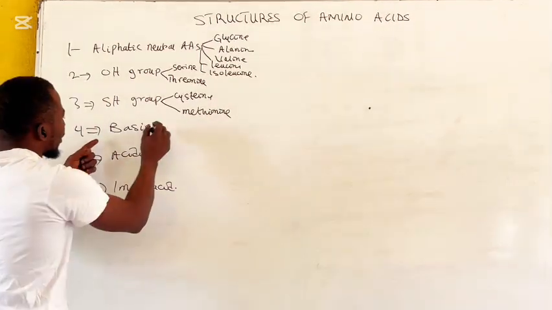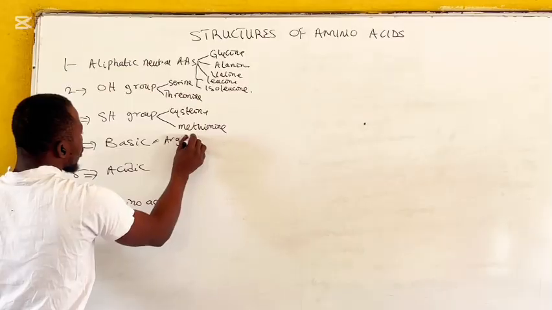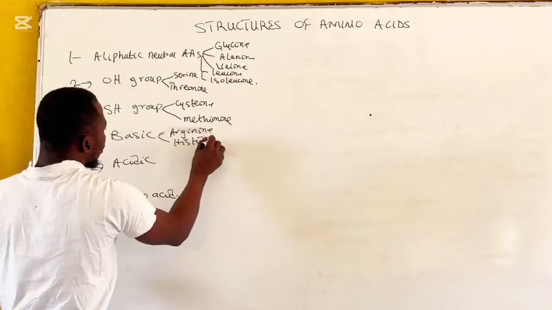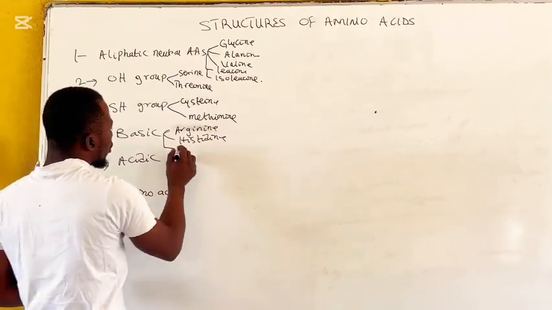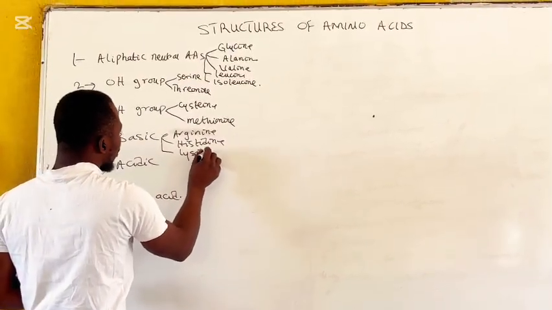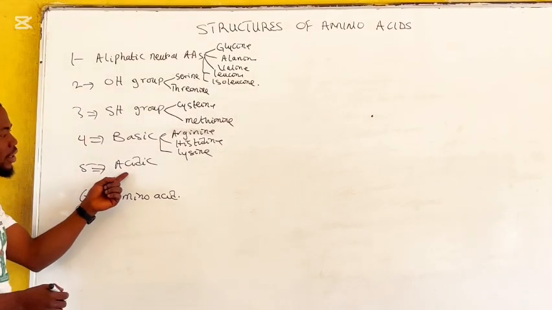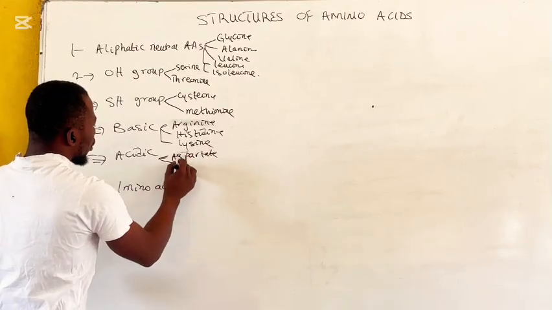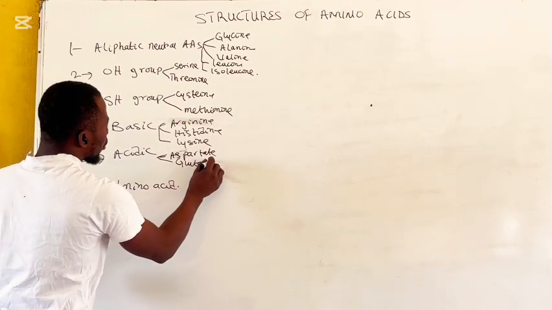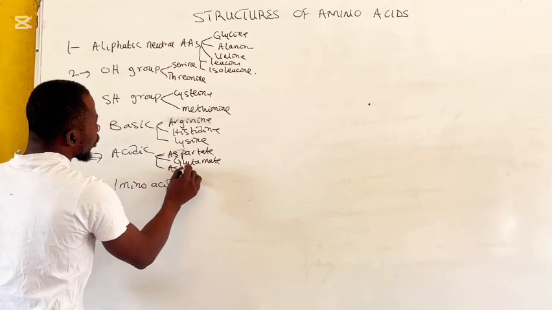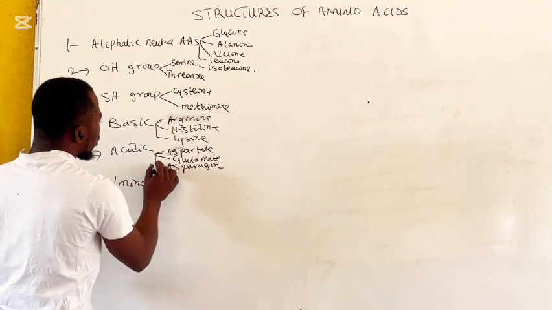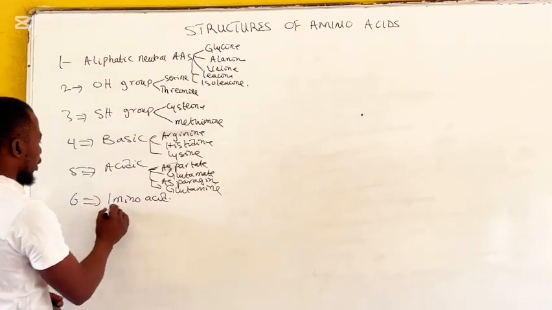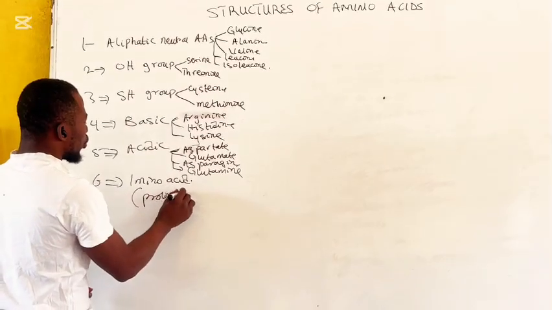Moving on to the basic amino acids, there are arginine, histidine, and lysine. Under acidic amino acids, there are aspartate, glutamate, asparagine, and glutamine. Under imino acids, there is only proline.